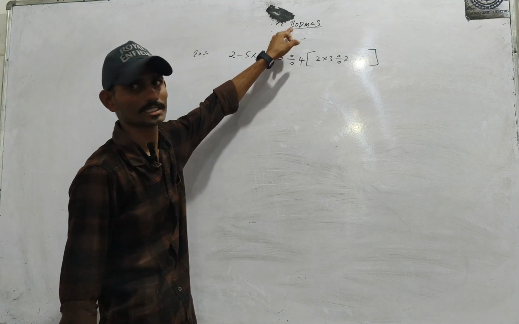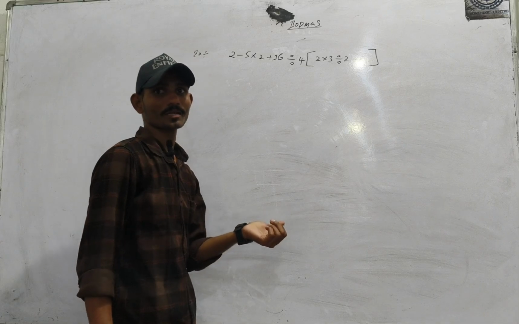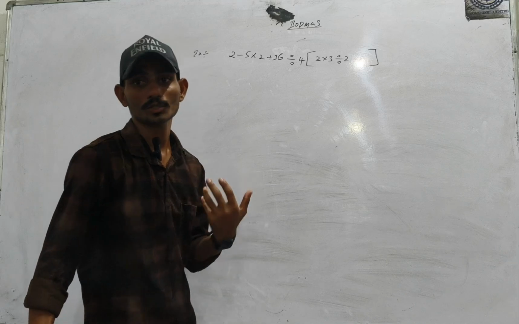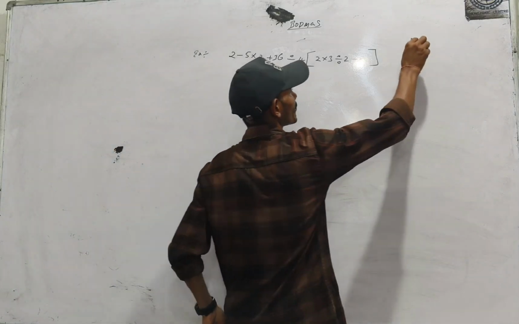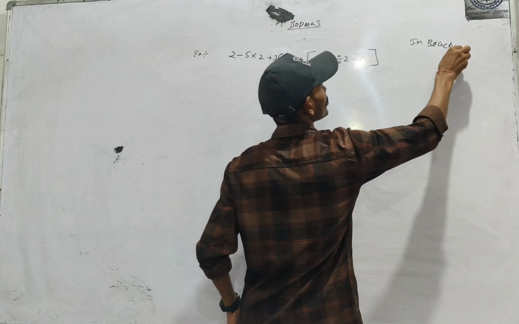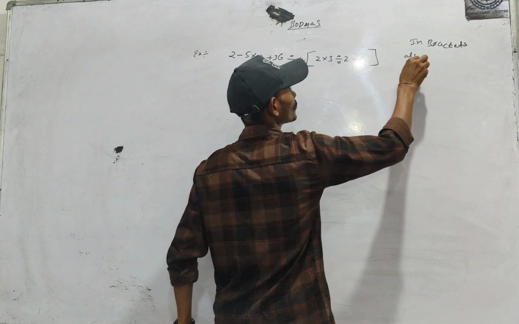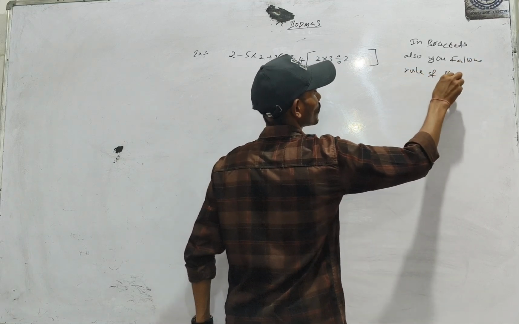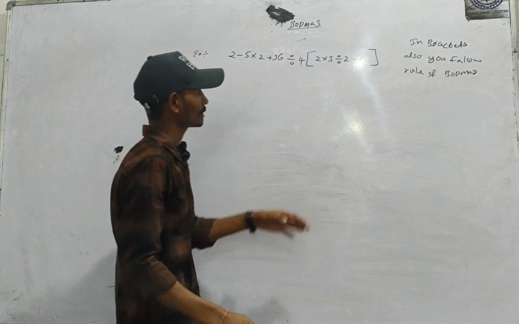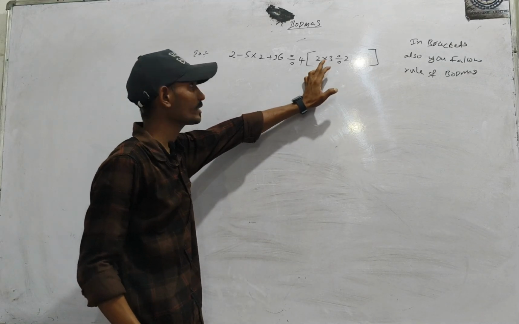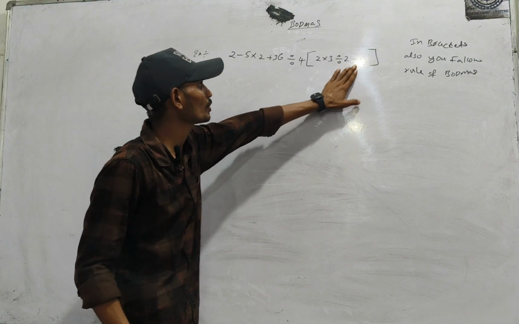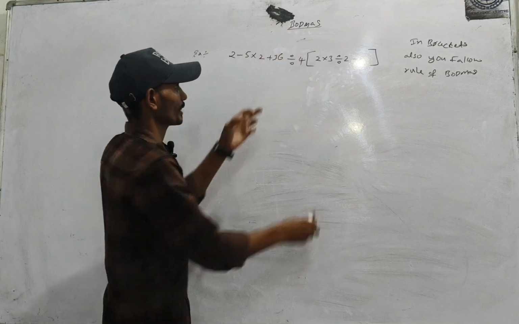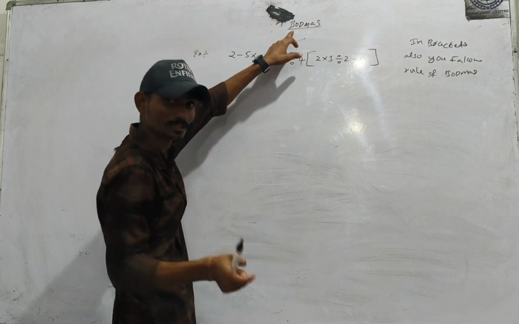First solve the brackets. Sometimes in brackets also you follow the rule of Bodmas. Nobody says this concept. This is the bracket, but inside these brackets there are addition, division and subtraction also, and you don't do it simply. In these brackets also you follow the rule of Bodmas.